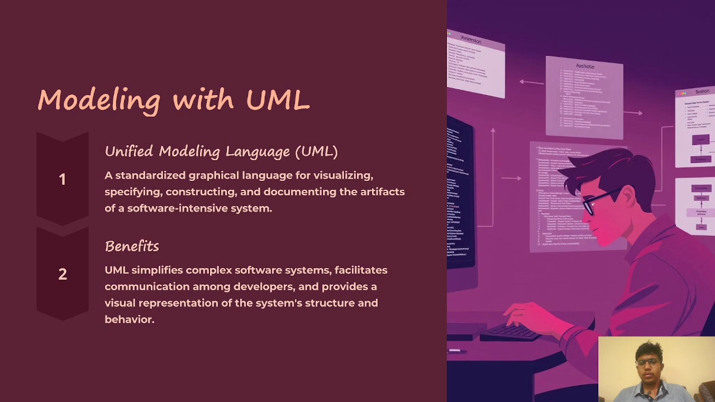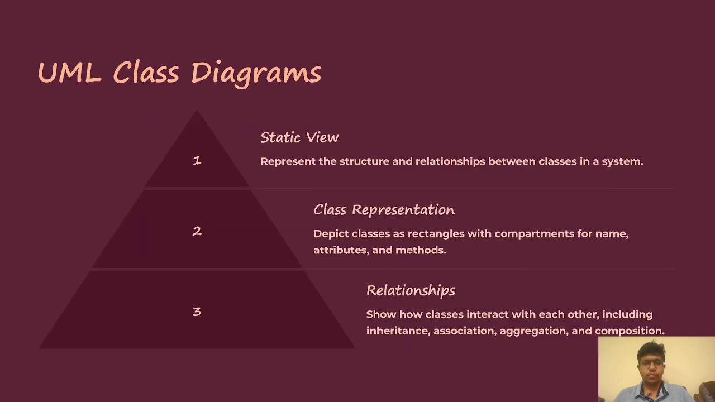Modeling with UML. Unified Modeling Language is a standardized graphical language for visualizing, specifying, constructing, and documenting the artifacts of a software intensive system. Benefits: UML simplifies complex software systems, facilitates communication among developers, and provides a visual representation of the system structure and behavior.